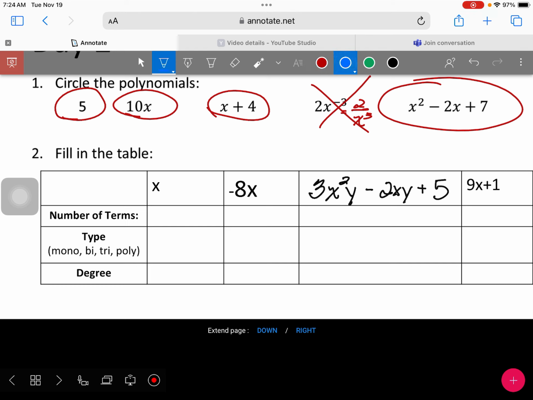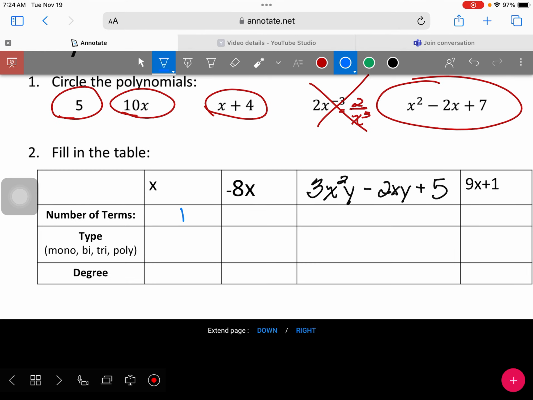Let's do number of terms. So number of terms, x, how many terms is that? 1. So what type of polynomial is it? What is it? Monomial. Monomial. Mono meaning 1. And what is the degree on that? 1, yes. If there's nothing there, put a 1 on it. Remember, you only count the degrees on the variables. So that is a degree of 1, which also we could say is linear.